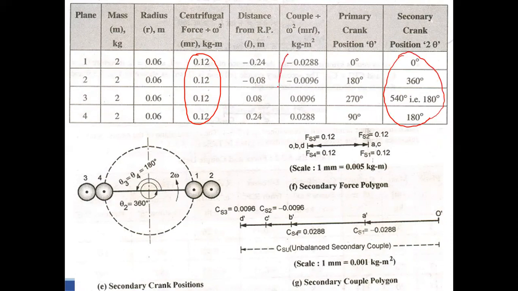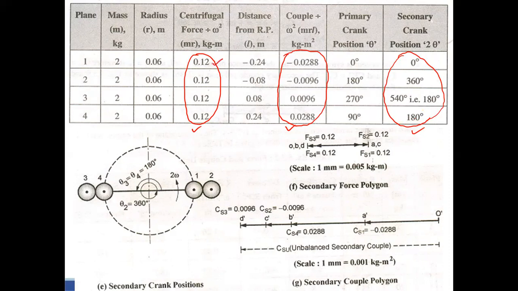Actually, using primary couple only we have to draw. Then finally you have to divide by n, or multiply by 1 by n. So that will give the secondary. So the forces we are taking are primary, and couple also primary, but the angle is 2 theta we are taking. Finally you divide that value by n, right?